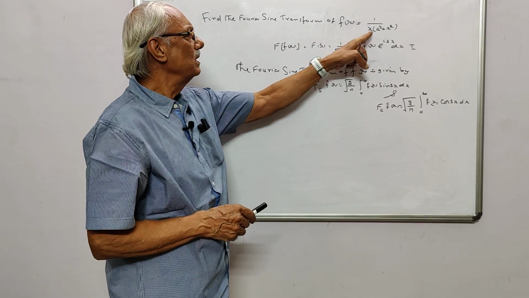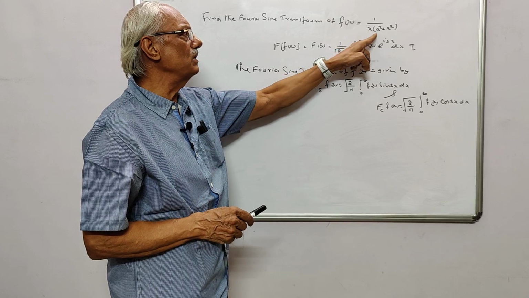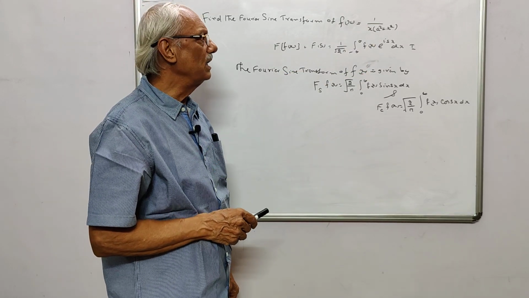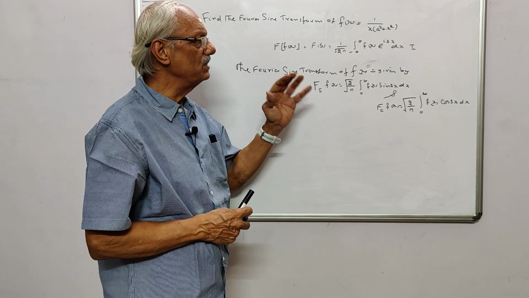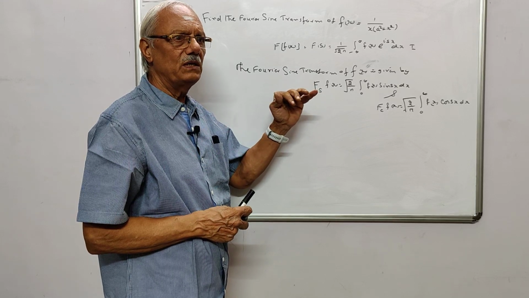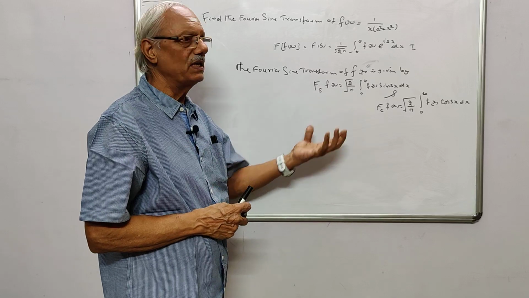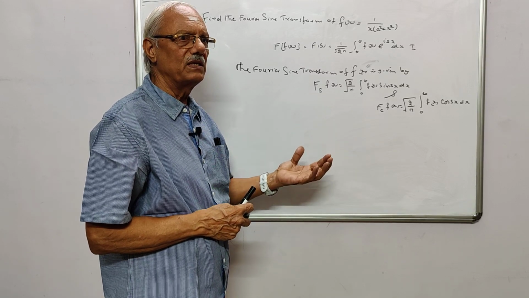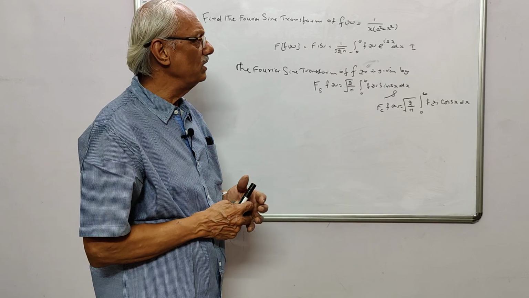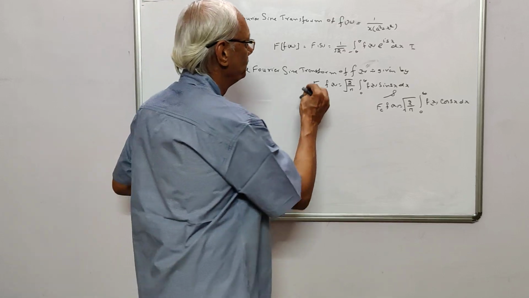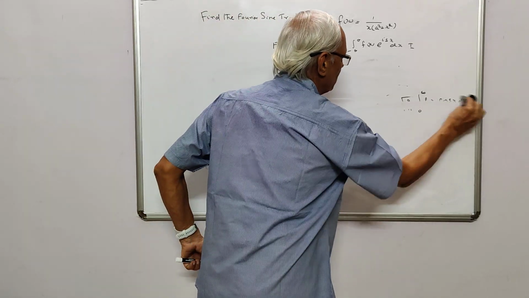Now we have to get the Fourier sine transform of the function 1 by x into a squared plus x squared. I will start doing the problem and I will explain each and every step very carefully. Watch how I do this problem, and this is also a very important problem, and often this is asked in university examinations. So let me start doing the problem. I'll rub off all this. So this is what we have. So I'll write that.